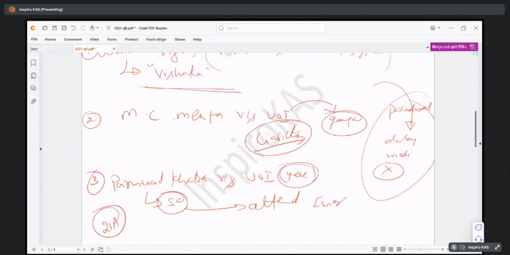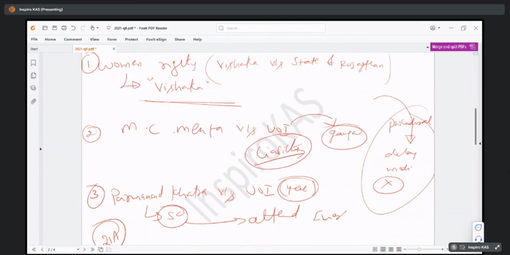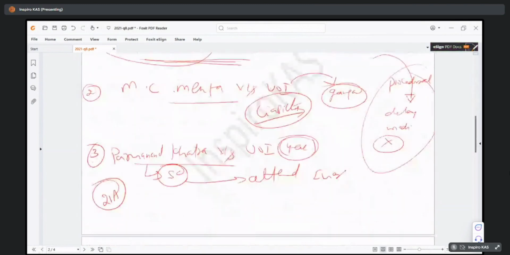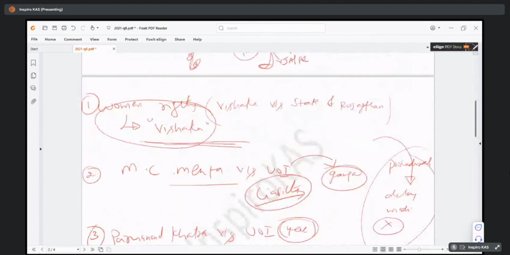If you are not able to remember the year properly, it's okay, but I would expect at least the case name: the Vishaka case, the MC Mehta case, the Premanand Katara case. At least remember the names, because the question is clearly asking us to explain with the help of decided cases. So two to three cases, at least three to four cases if you can write, should be more than sufficient.